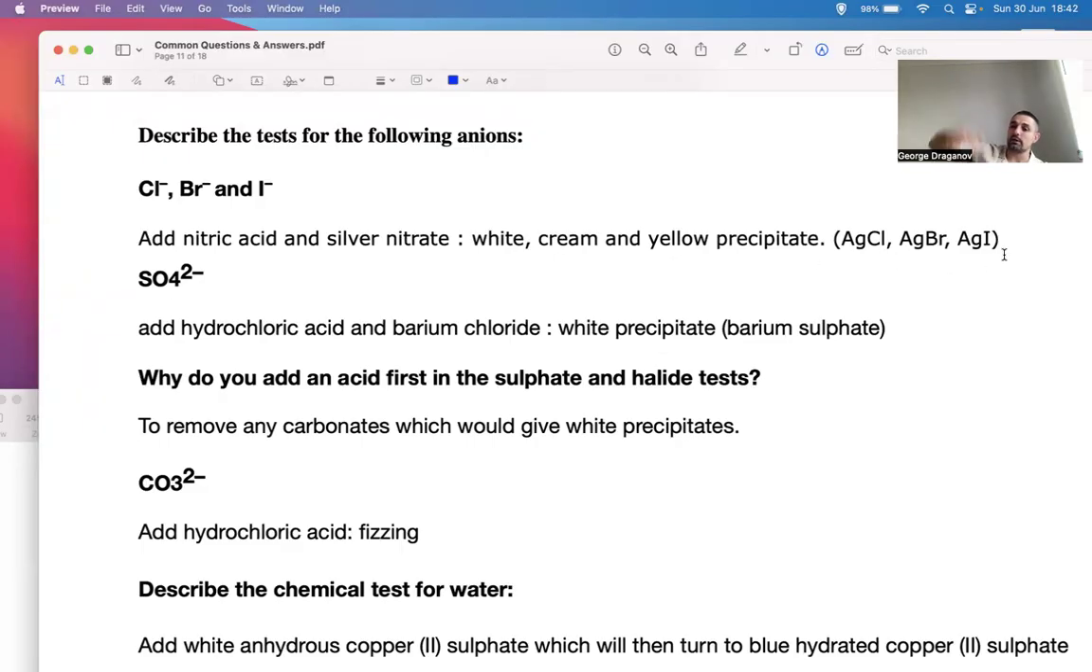So they're like directly below each other in the periodic table. Chloride, bromide, iodide, white, cream, yellow. Get used to the rhyme. That completes the anion tests.